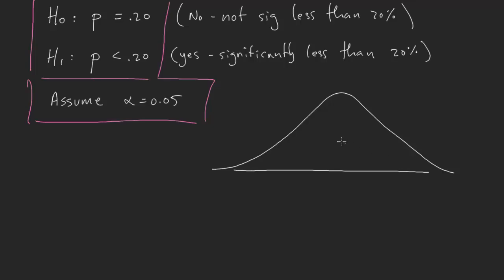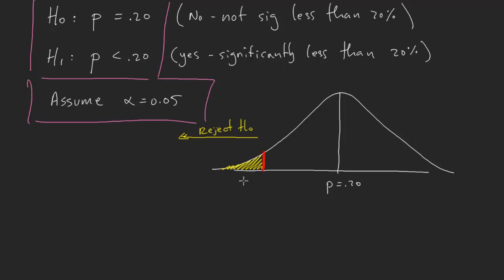I'm going to have a distribution where at the center goes my hypothesized value. So that's going to be that the proportion in the population is 20%. But we're checking to see whether or not it's significantly less than 20%. So that's going to put a rejection region in the lower tail. So if my results fall in this lower tail, that will be when I reject the null hypothesis.